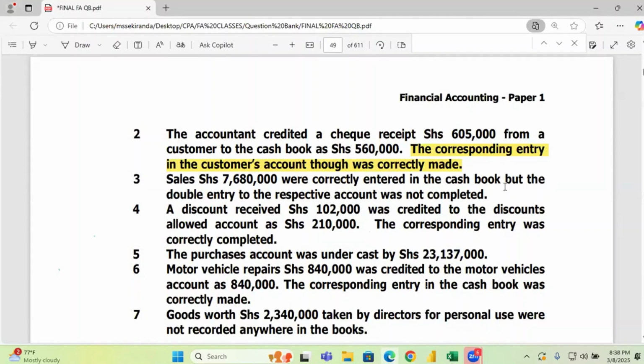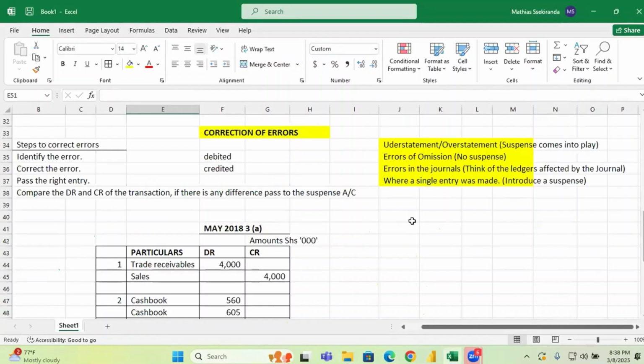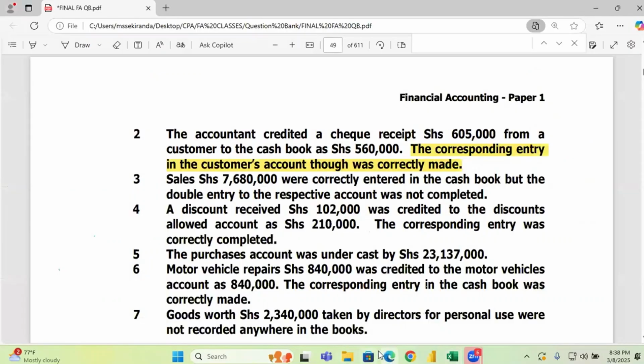So when you make a sale, what do you do? I talked about this error where a single entry was made. So this is an error where a single entry was made, because the examiner is very clear, a sale of that amount was correctly entered in the cash book. So we don't have any issue with the cash book. It was correctly entered there, but the corresponding double entry was not completed. So what is that double entry that was not completed?